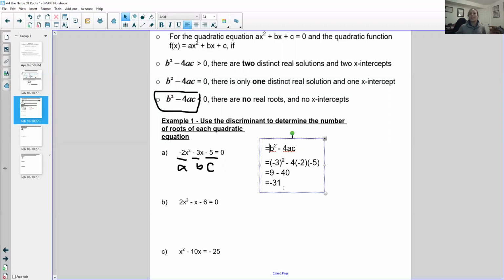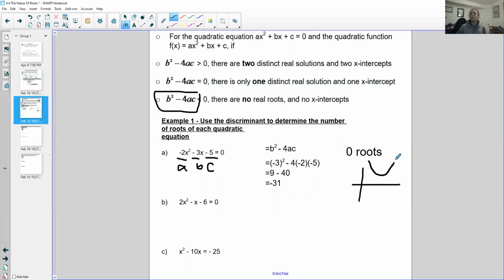Now you have to remember that this negative would be the number that's underneath your root sign. We're not allowed to have negatives underneath the root sign, so here we would have no real roots. So this has no roots, 0 roots. This is an example where your parabola, maybe it's opening up and goes above the x-axis. Or actually, we know this one is negative, so it's going to open downward. So it's going to be below our x-axis, and it's going to open down. Okay, so that's what this one would look like.